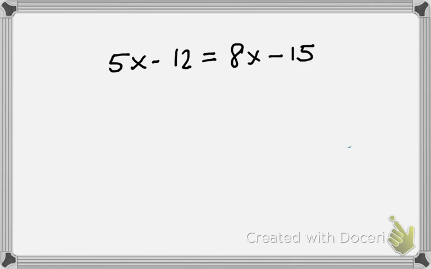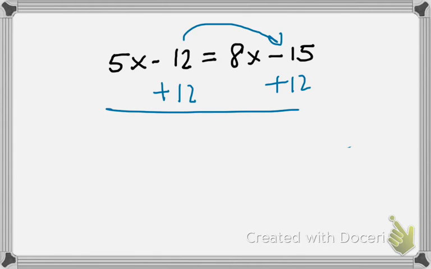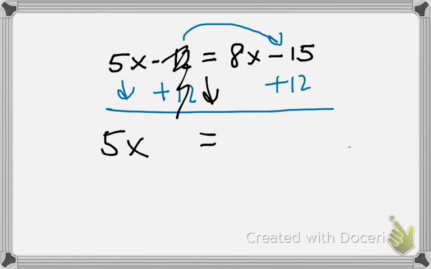I see that x is being subtracted by 12, so the opposite of subtract 12 is to add 12. So I'm moving my 12 over here, and I'm going to add 12 to the other side as well. Remember, you change the sign because you're hitting it to the opposite side of the equal sign. Alright, you bring down your 5x. This is a zero pair. You bring down your equal and your 8x.